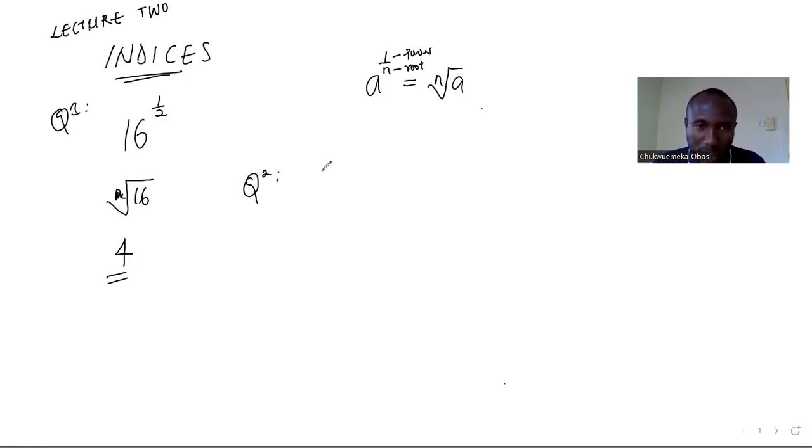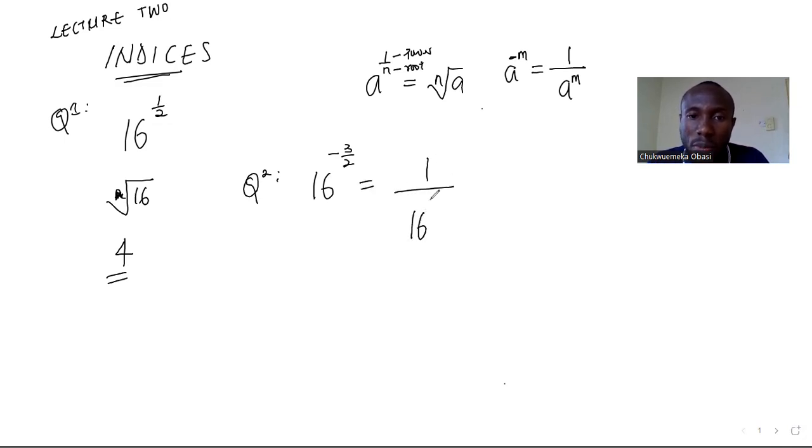So let us go to question number 2. It says 16 to the power minus 3 over 2. Now the first thing here is to get rid of this negative sign. The law which we talked about in the first series says when you have a to the negative power, to get rid of the negative, just have a fraction of 1 over a to that positive power. So this is going to be 1 over 16 to the power 3 over 2. You see, we've gotten rid of the negative, right?